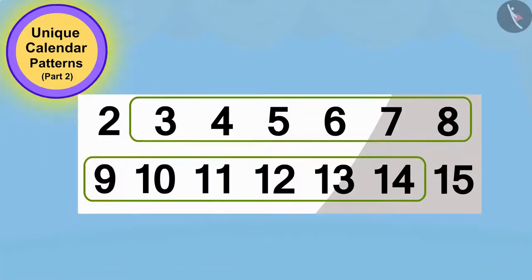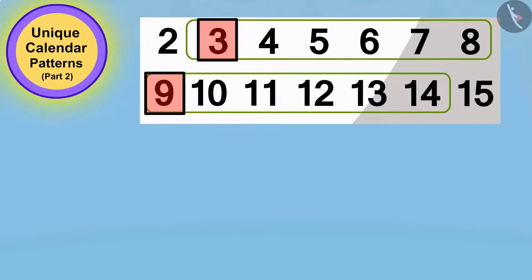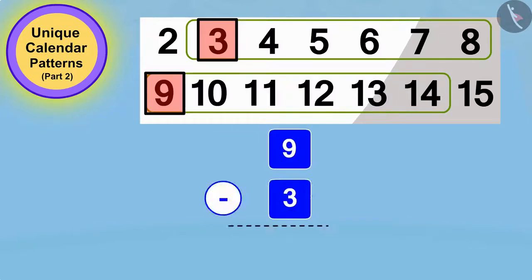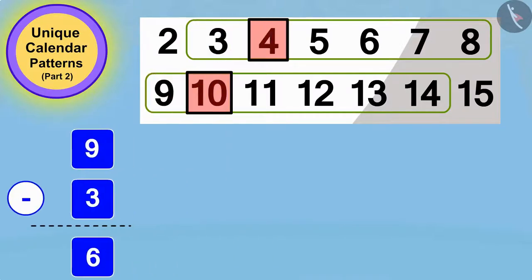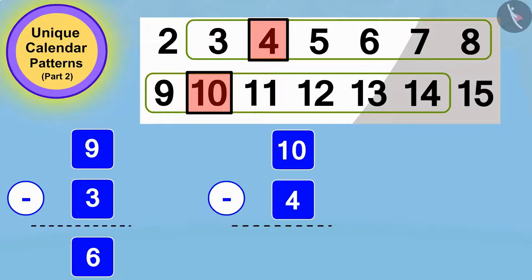Let's see. First, we will look at the group of 3 and 9. Children, if we subtract 3 from 9, how much will it be? Absolutely correct! 6. Now, if we see the next pair of numbers, 4 and 10, then? Oh, what is this? After subtracting 4 out of 10, once again, 6 is left.